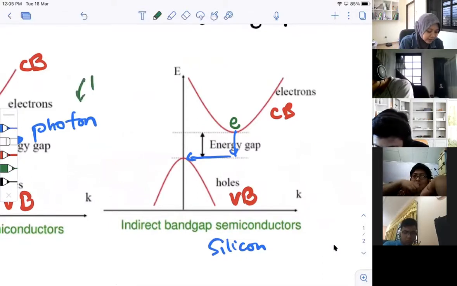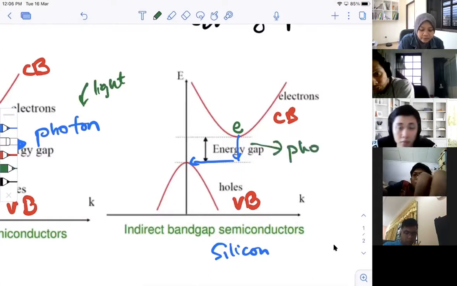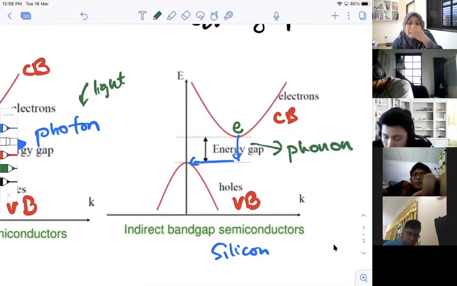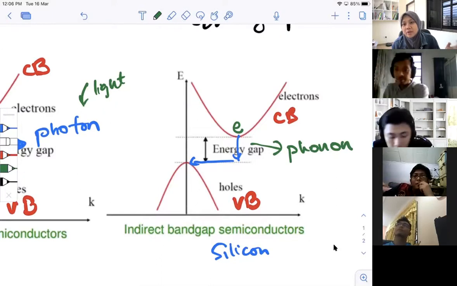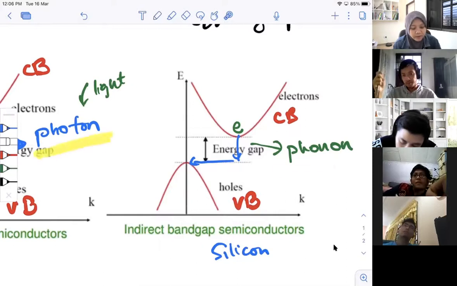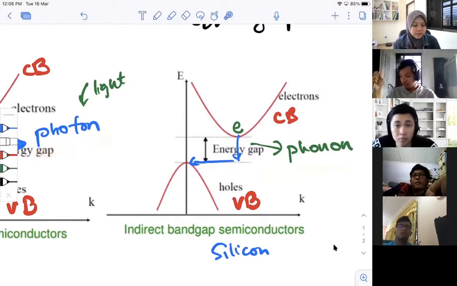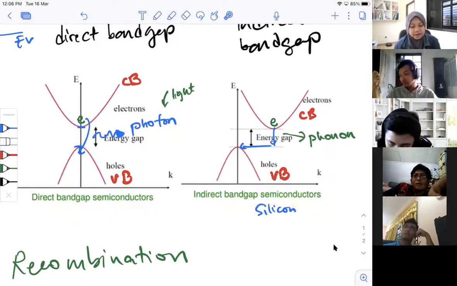Photon is light, in terms of particle. So if it is an indirect band gap, when you have recombination, it will give out phonon. Phonon is the particle for heat. It becomes hotter, warmer. So that's why if you put a lot of current in a semiconductor material, one of the problems is that you may have a lot of recombination. And for silicon, for example, instead of giving out light, it will give out phonon. It becomes hotter and hotter and hotter. So that's the difference between direct band gap and indirect band gap semiconductors. Any question here?